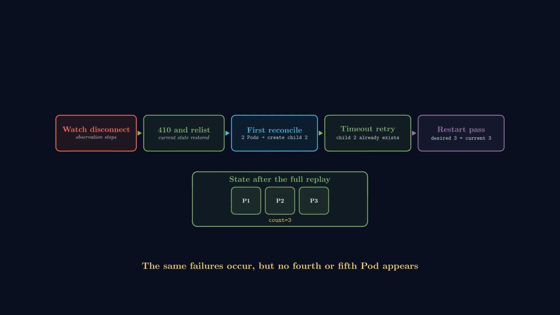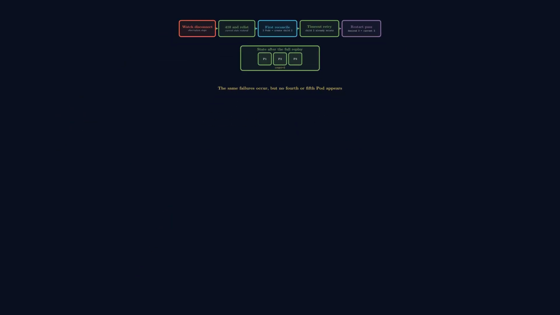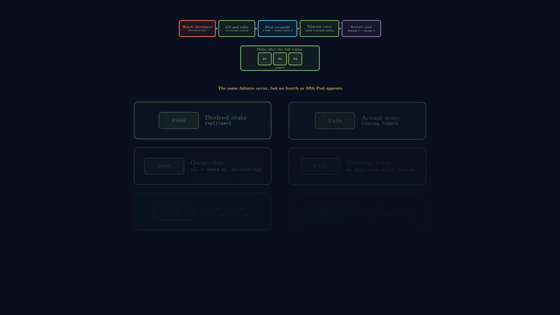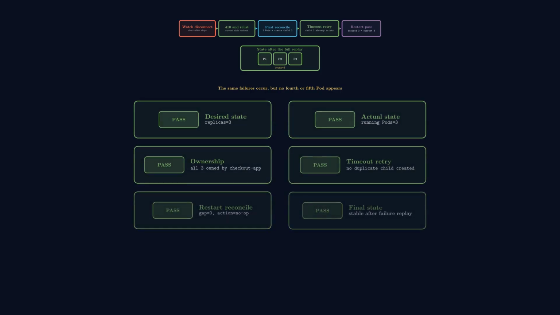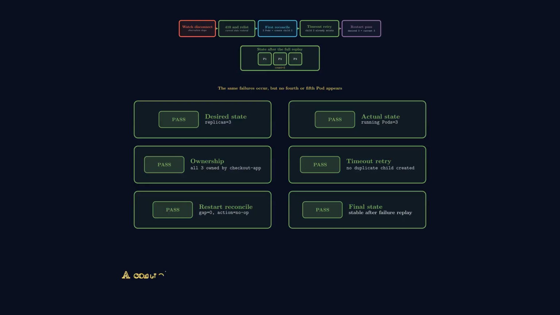The verification is now straightforward. The desired count is 3. The actual count is 3. All 3 pods belong to Checkout app. A retry produces no extra create, and the next reconciliation does nothing. The fix survives the same timeout, relist, retry, and restart sequence.